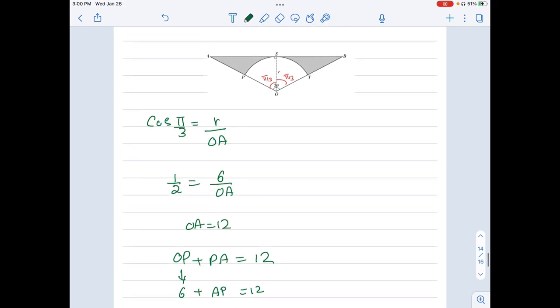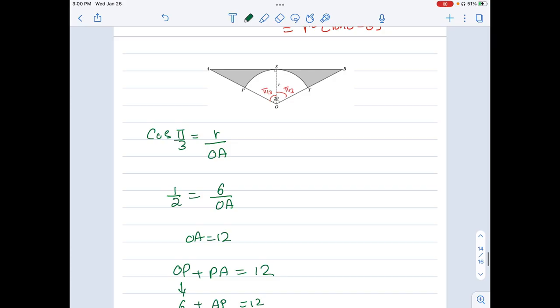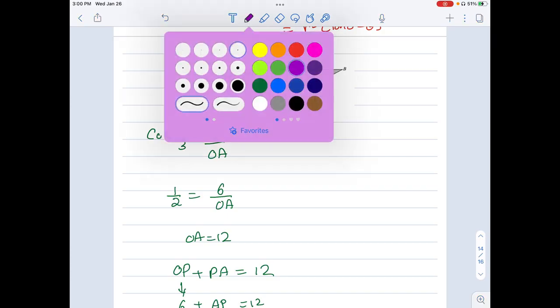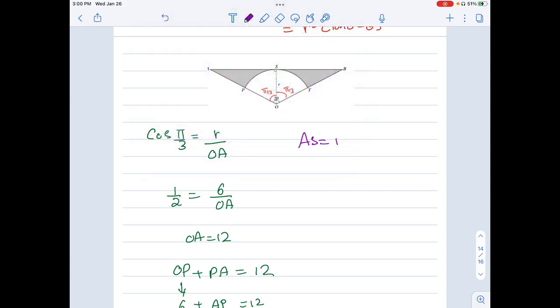Now we have proved in the first part AS is equal to R tan theta. R is 6, tan theta. Tan theta is tan pi upon 3, so tan 60. AS is equal to... tan 60 is root 3, not 1 upon root 3. Tan 60 is root 3. So AS is 6 times root 3.